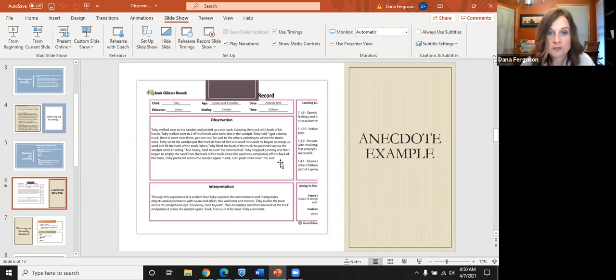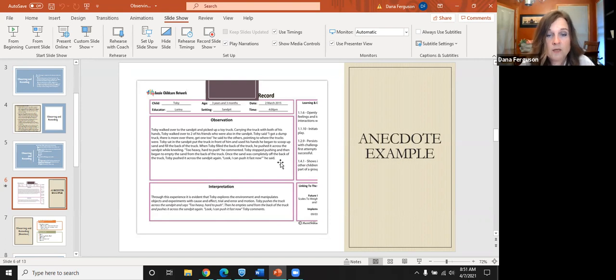But here is, again, a very formal one. I do want to show you what it says and why it's appropriate. So at the top, you can see it has the child's name, Toby, and his age. The age is usually not necessary if you're doing an assessment because it's already in the assessment. The date is very helpful.